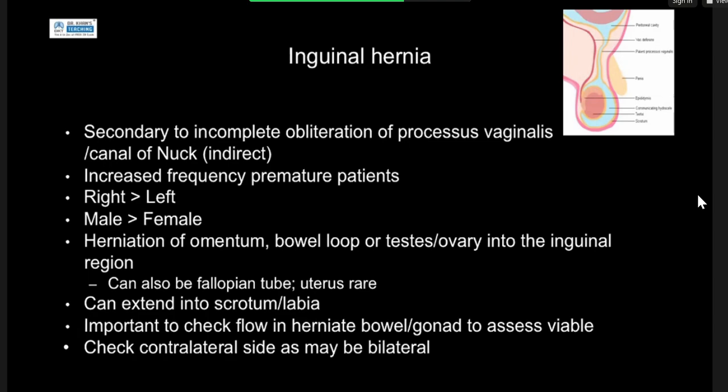And if you see any herniation of a gonadal organ, so testes or ovary, also check flow to assess if they're viable or not. And then it's important when you're doing the ultrasound to check the contralateral side, as they can be bilateral and it can be quite subtle on the other side.